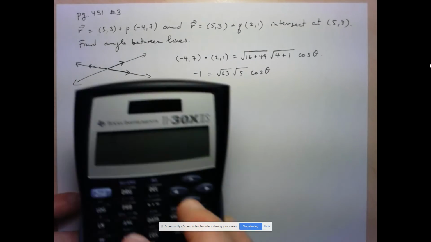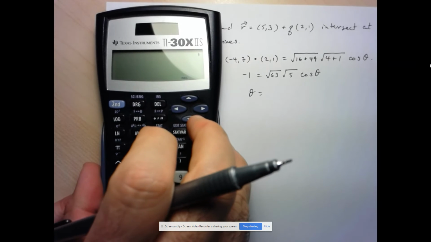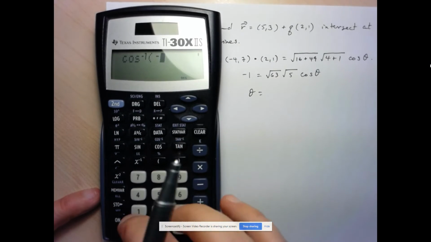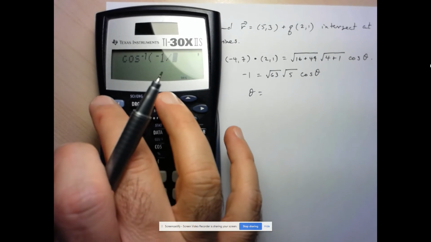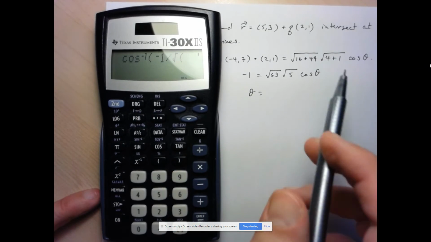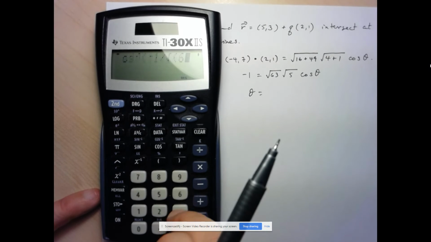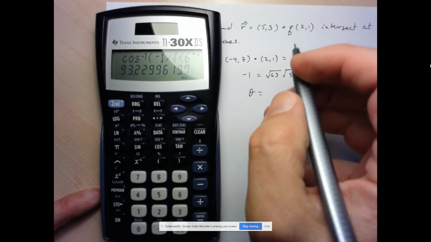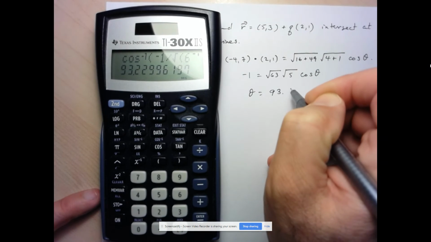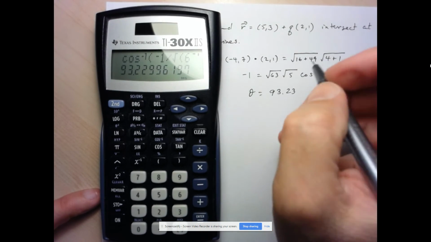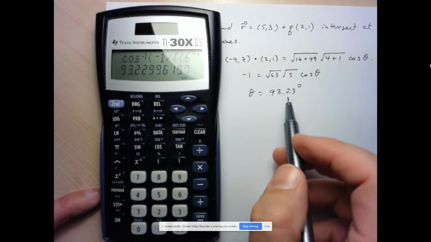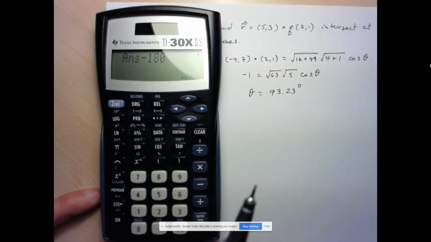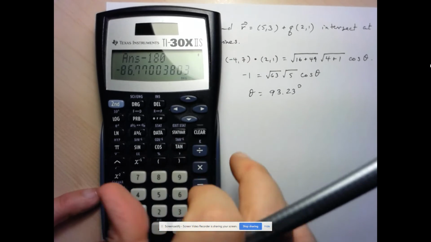Get our calculator out. So let's see what we have. We have cos inverse of -1 divided by the square root of, and here we can just multiply these, 65 times 5. All right, and so here we end up with 93.23 degrees, but this is an obtuse angle. So we're going to subtract this from 180 to get the acute angle.